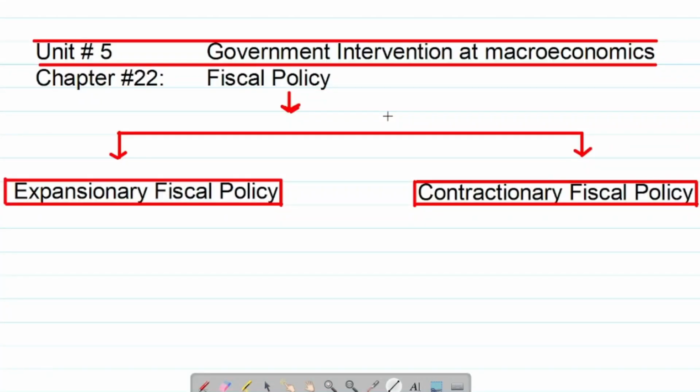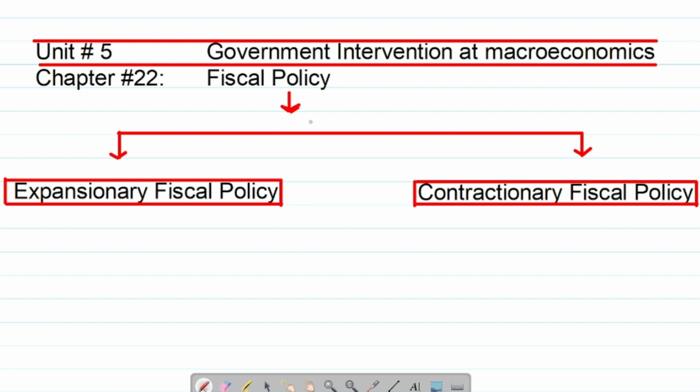Unit number 5, government intervention at macroeconomic level, and chapter number 22, the topic is fiscal policy. Since this is a little longer chapter, I'll split it into parts. So the first part that I'm explaining to you is relevant to the basics of fiscal policy, what fiscal policy is and what are its types, including expansionary fiscal policy and contractionary fiscal policy.